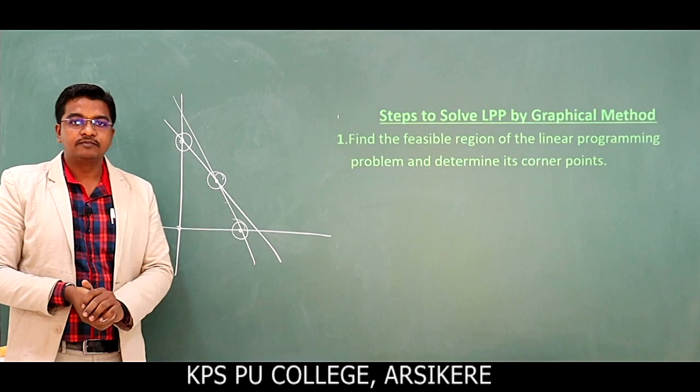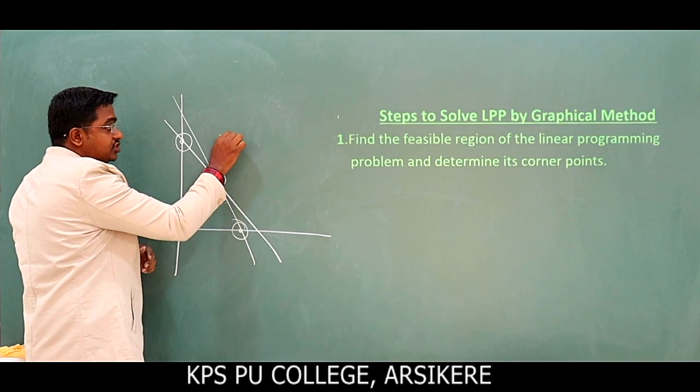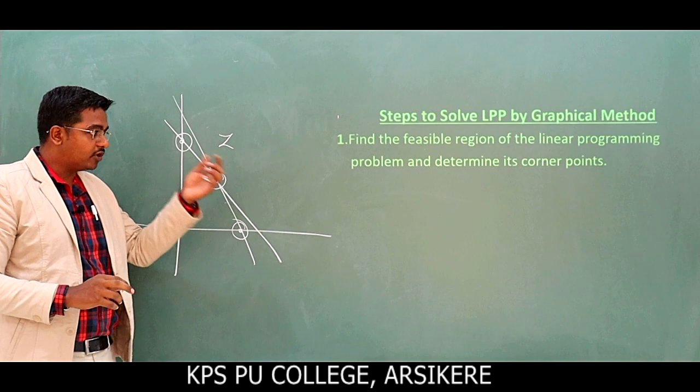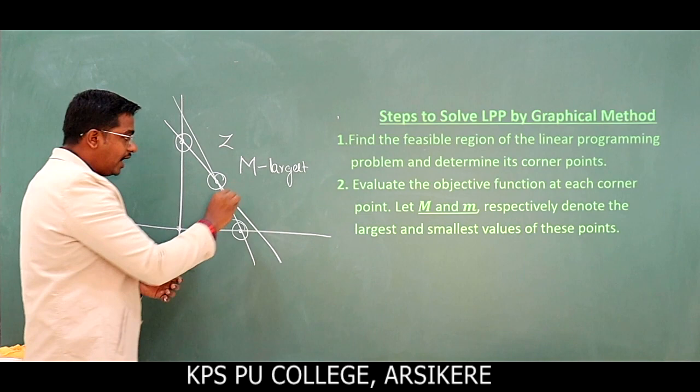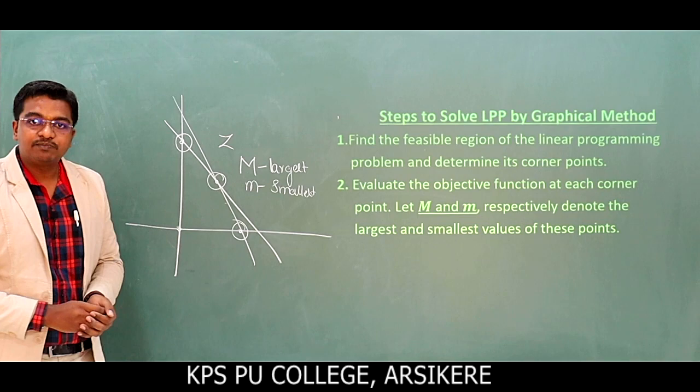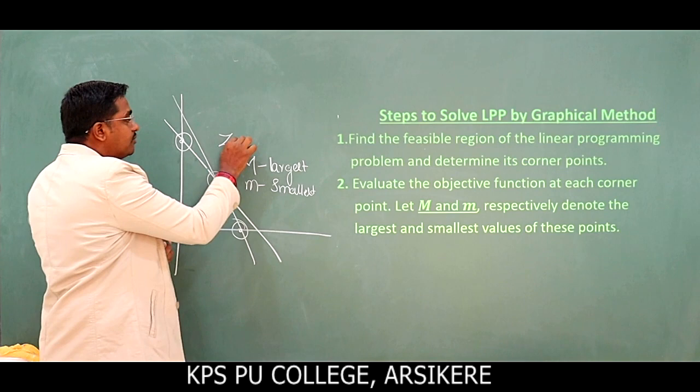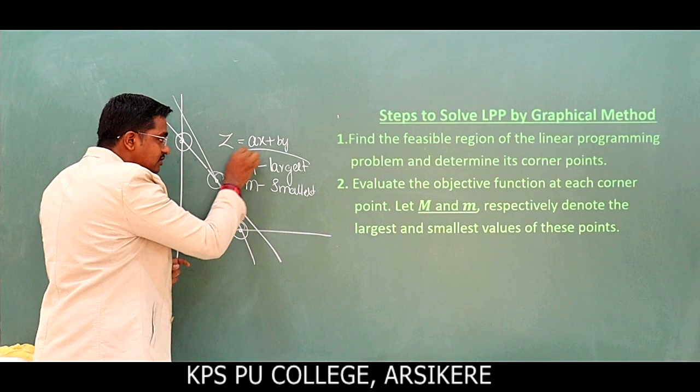In the second step, we need to find the values of the objective function Z at the corner points. Second point, evaluate the objective function at each corner point. Let M be the largest value and m the smallest value of these. For each corner point, we take the point as x and y and substitute in the objective function Z equals ax plus by. Among the values, the largest value we take as capital M and the smallest value as small m.